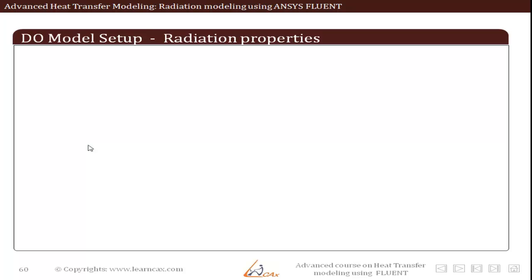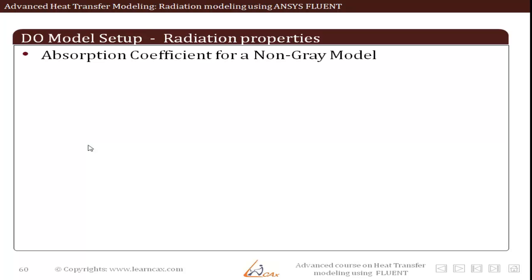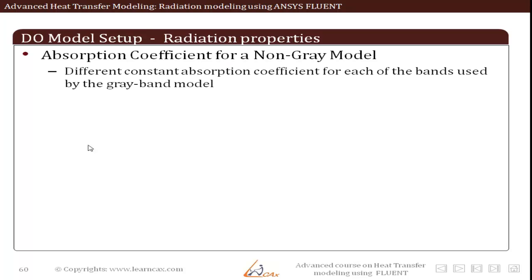If you are using the non-gray P1 model or the non-gray DO model, you can specify a different constant. Now we will come to radiation properties. If you are using a non-gray P1 model or non-gray DO model, you can specify a different constant absorption coefficient for each of the bands used by the gray band model. You can also specify a different constant refractive index for each of the bands used by the gray model.